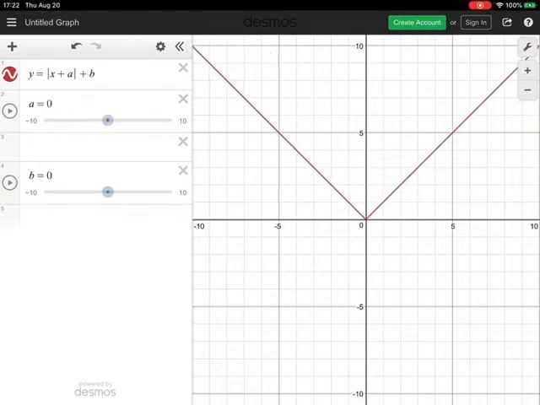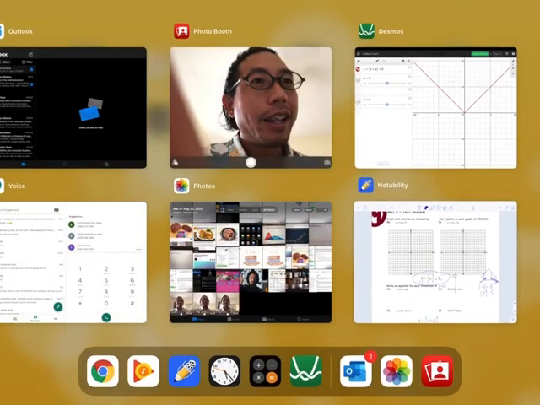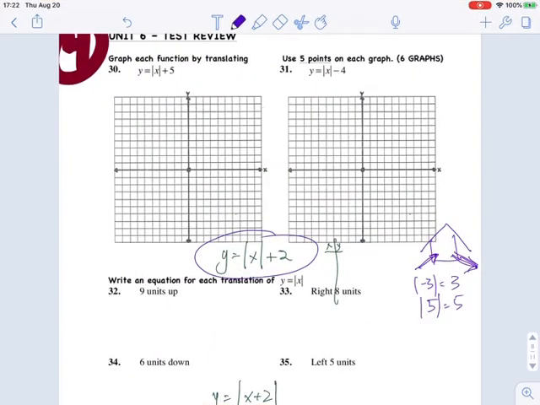I encourage you to go to desmos.com and play around. Set it up just like I did, or graph all of these to convince yourself that this is how absolute value works.